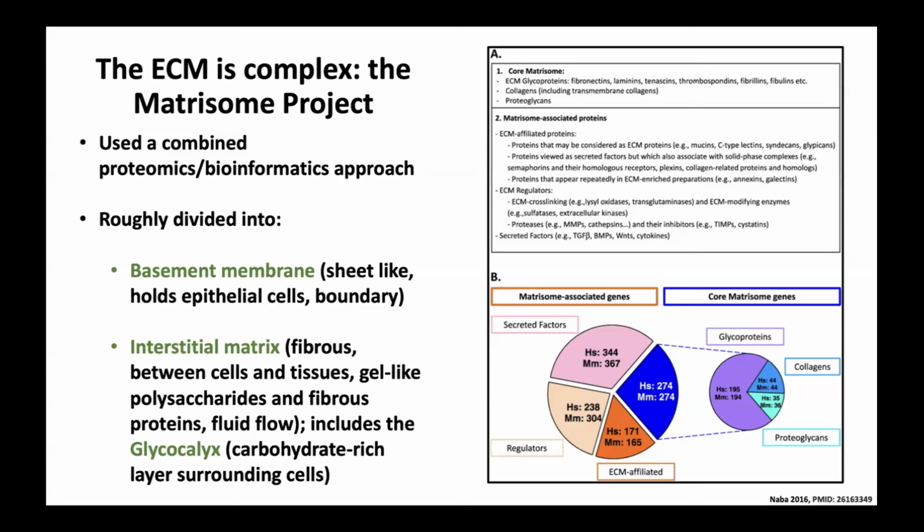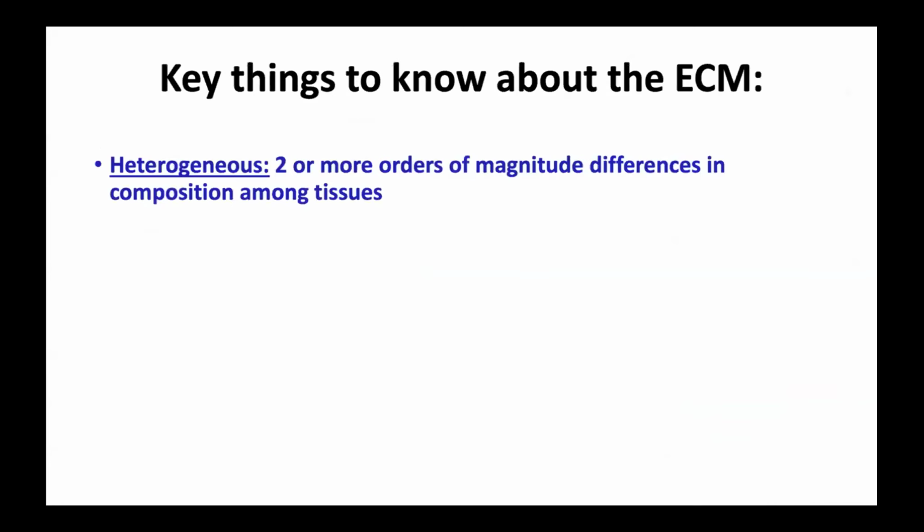So I'm going to show you some pictures at the end of the lecture. But the point is, the matrix is complex. There are core components and associated components, and it can be roughly divided into the basement membrane matrix and the interstitial matrix. So there are four key things that I want you to know about the ECM and to think about as I go through the rest of the lecture.